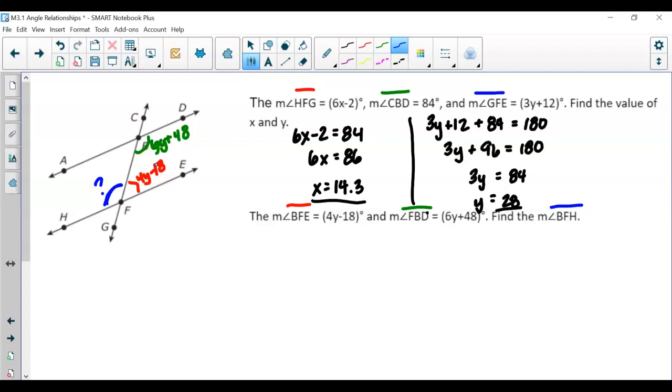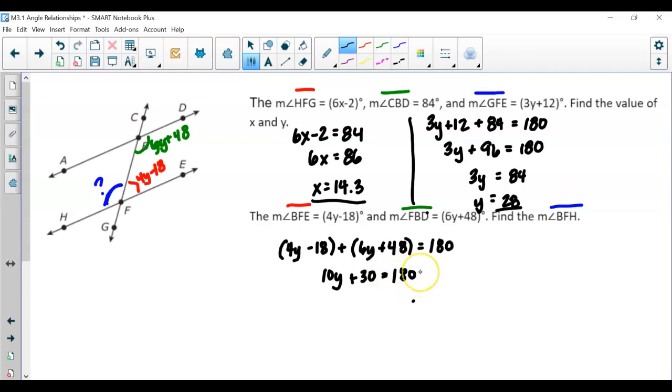Now, how were you supposed to solve for y? Well, they're same side interior, meaning they're not congruent, they're supplementary. So you should have set your equation up as 4y minus 18 plus 6y plus 48 is equal to 180 degrees. Then combining like terms, 10y plus 30 is equal to 180. Now you subtract 30, so you've got 10y is equal to 150. When you divide, you get y is equal to 15.